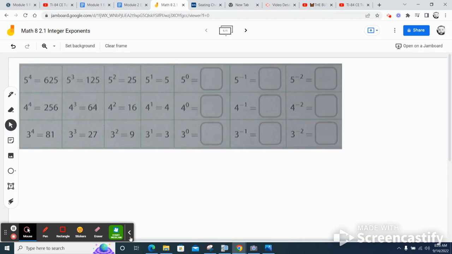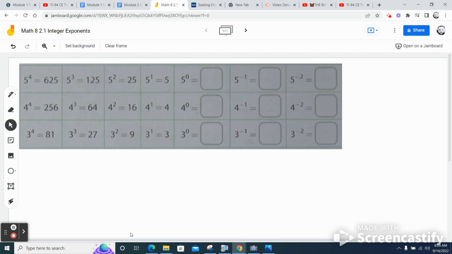So for 2.1, integer exponents, for module 2, we're going to do exponents. Okay? And exponents are kind of a big deal in algebra. We do a lot of exponents, so it's very important that you know and understand the properties.